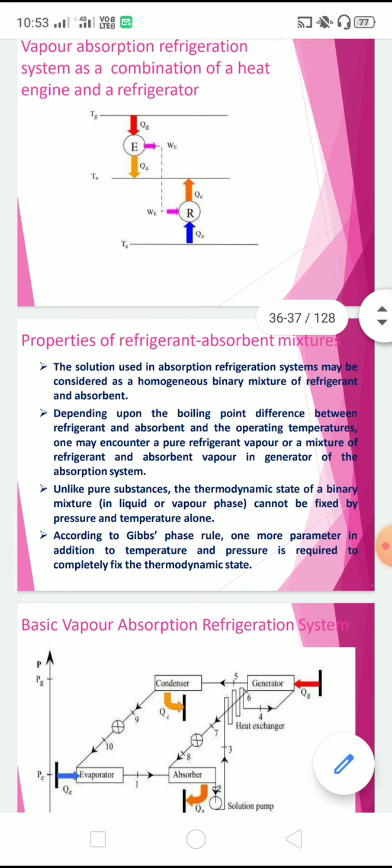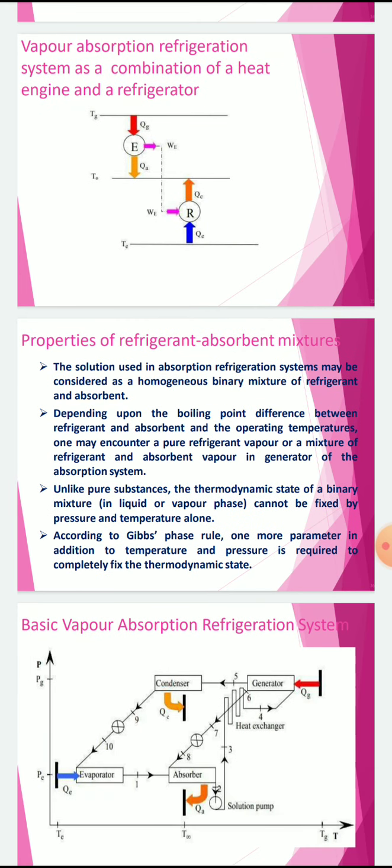Unlike pure substances, the thermodynamic state of a binary mixture in liquid or vapor phase cannot be fixed by pressure and temperature alone. According to Gibbs' phase rule, one more parameter in addition to temperature and pressure is required to completely fix the thermodynamic state.